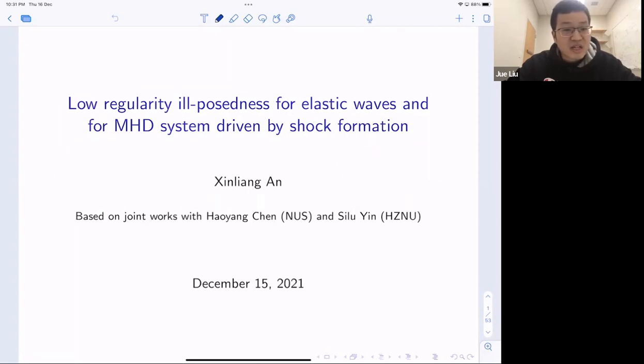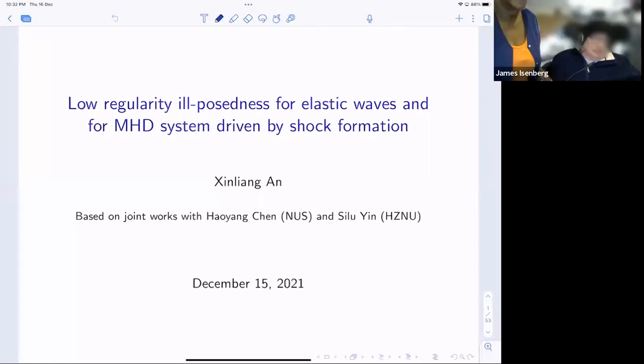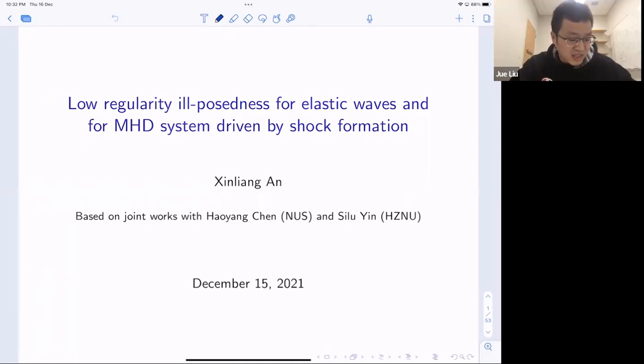Dr. Xinliang An graduated from Princeton University and now works at the National University of Singapore. He has done deep study of hyperbolic PDE and general relativity, and has made many excellent works on the dynamics of black holes. Today, he will talk about low-regularity ill-posedness for elastic waves and for MHD systems driven by shock formation. Let's leave time to Dr. Xinliang, and welcome for his talk.